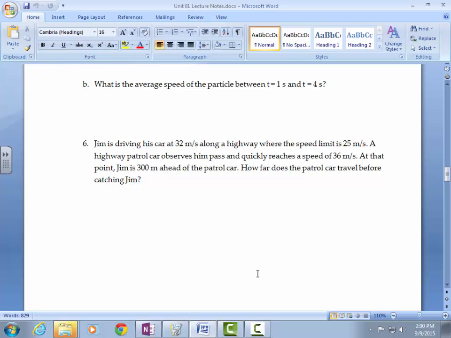Okay. So, how are you going to approach this problem? Well, I was going to say, is the patrol car, like when he passes it, is it moving? No. The patrol car is at rest, and he has a means of going from 0 to 36 meters per second instantaneously.